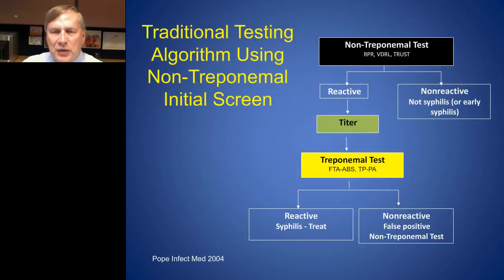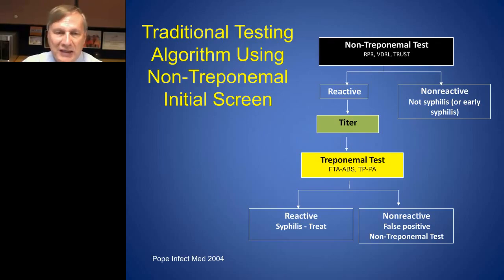This was a little algorithm that was put together by Dr. Vicki Pope. Vicki actually worked at CDC. She put this publication out in 2004, and she made some recommendations, talked about the traditional testing algorithm using the non-treponemal test as her initial screen. And you can see the non-treponemal test at the top, the RPR, VDRL, TRUST. And if it was non-reactive in this simplified algorithm, Dr. Pope said, probably not syphilis, or perhaps early syphilis. It did offer a little bit of a further explanation.